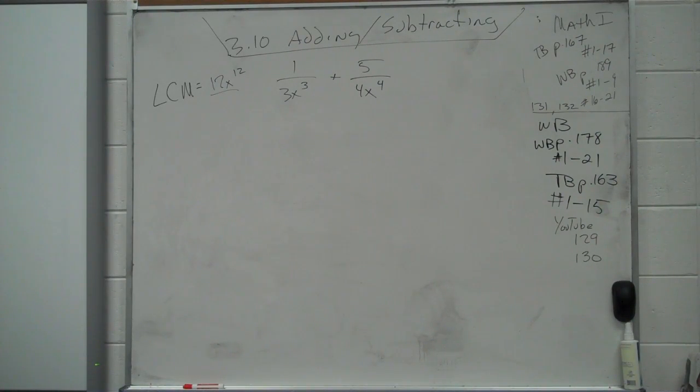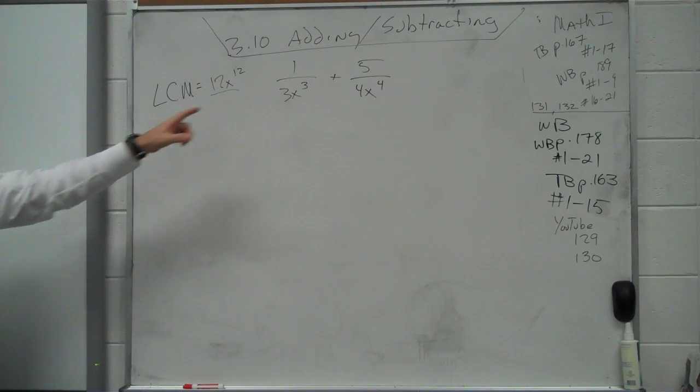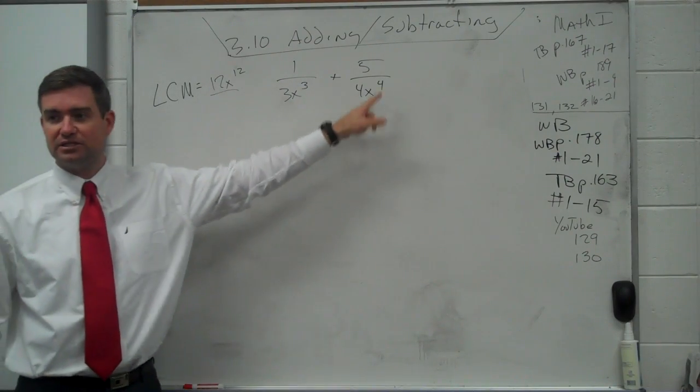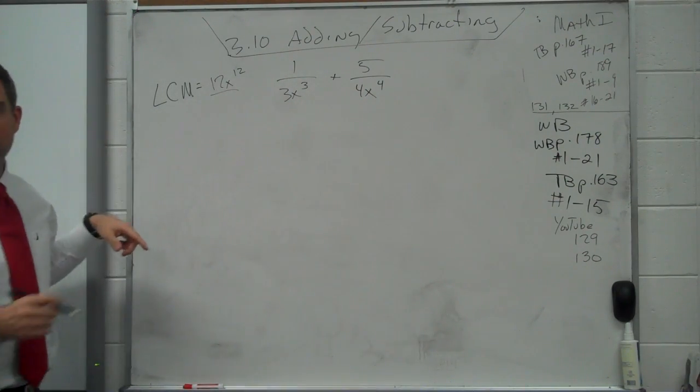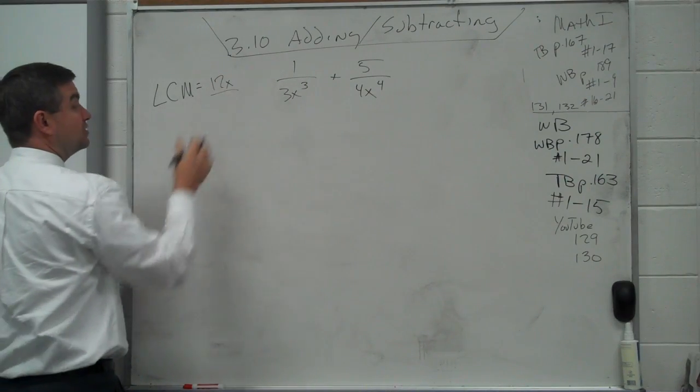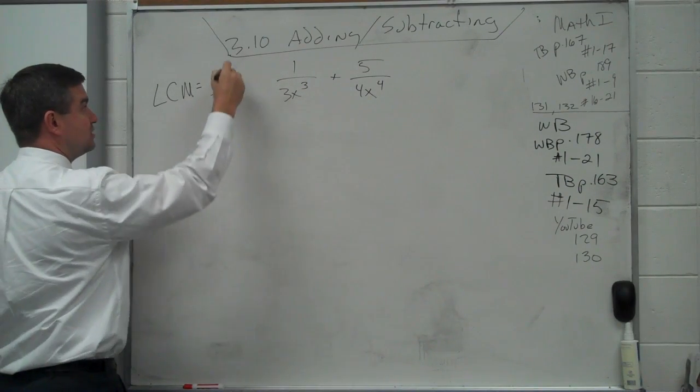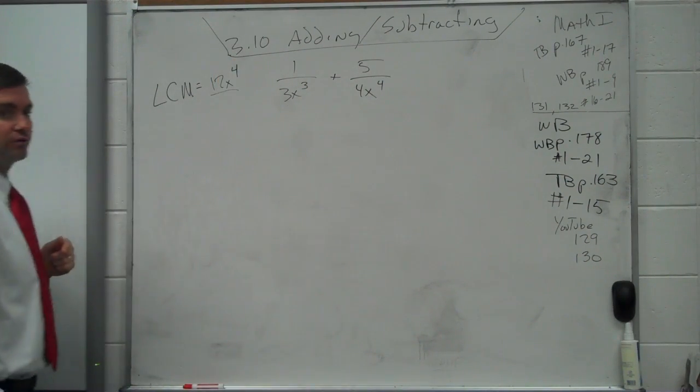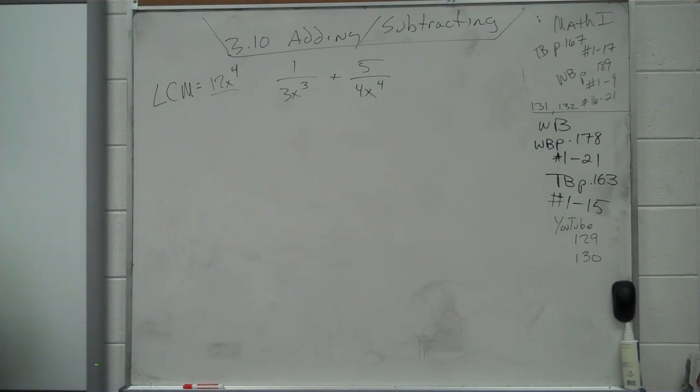12x to the 12th is a common multiple. It's not the least common multiple. We want the smallest power of x that x cubed will go into and x to the 4th will go into. It's 12x, but what is it 12x to? To the 4th. Write that down. My LCM is 12x to the 4th. That is the least common multiple, the smallest value that both of those will go into.